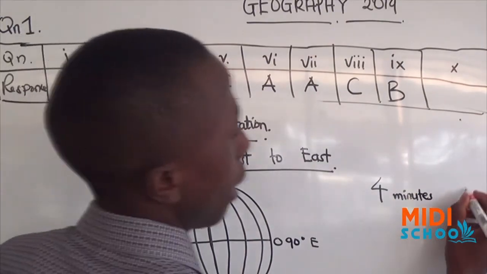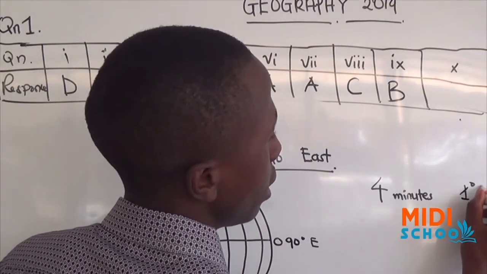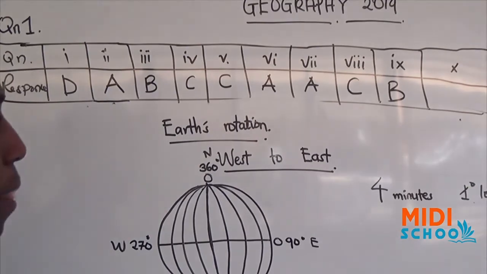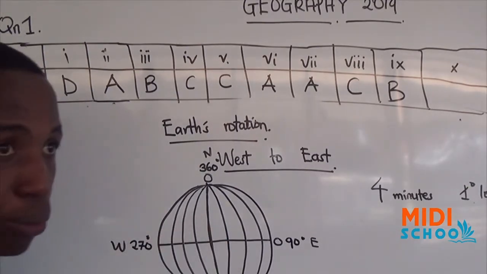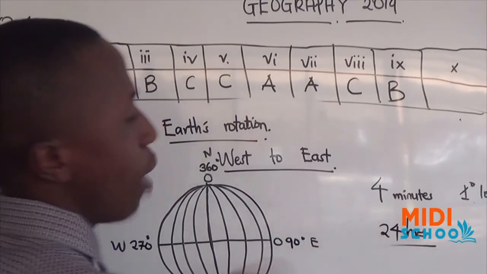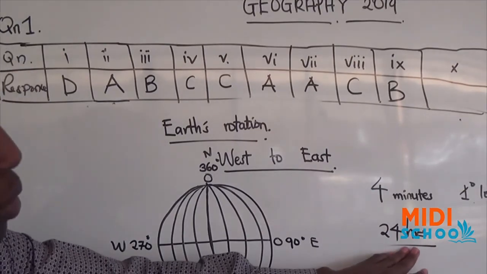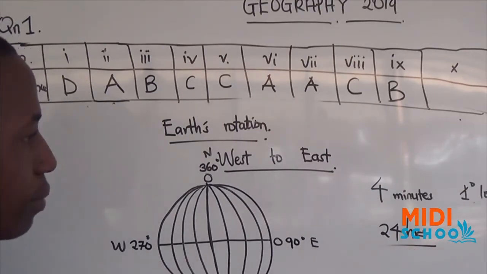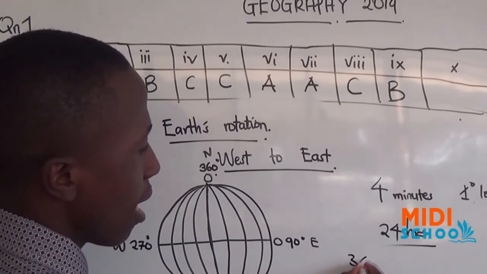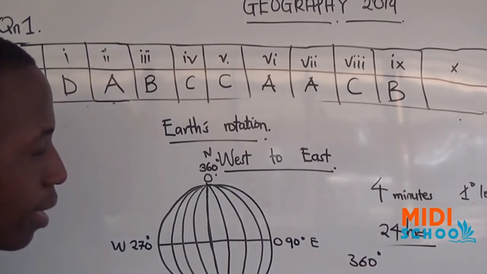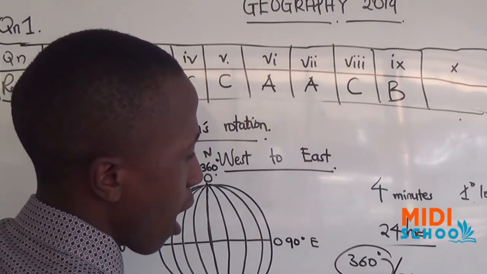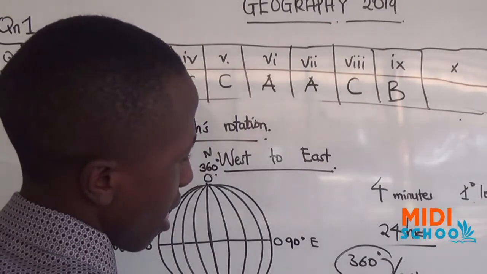Yeah, 4 minutes at 1 degree longitude. Meaning that, mind you, we have 24 hours, is it? And for 24 hours, meaning that for 360 degrees, for us to have 24 hours, how does it come?